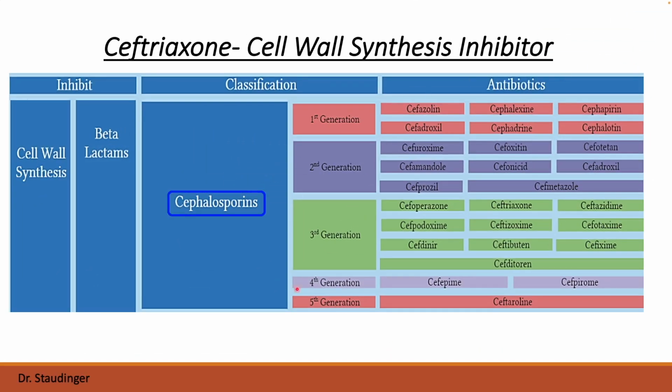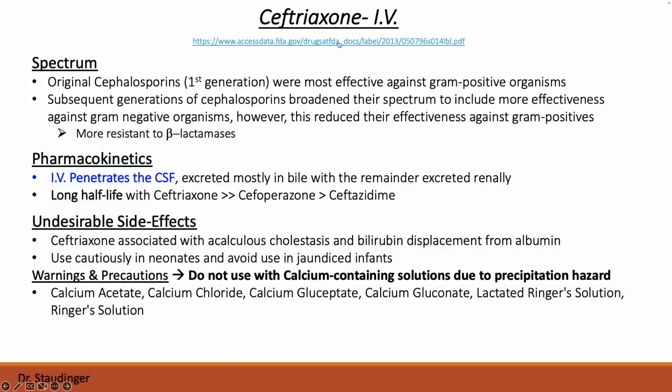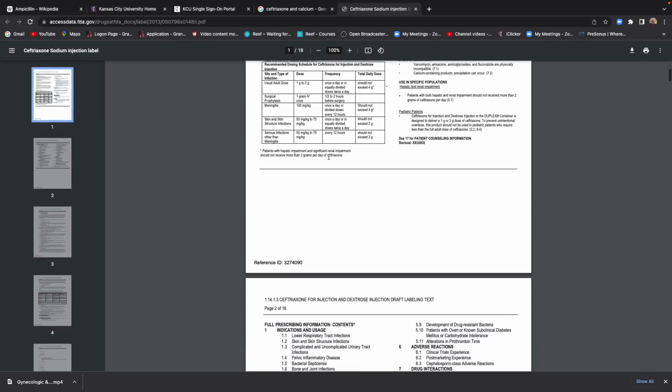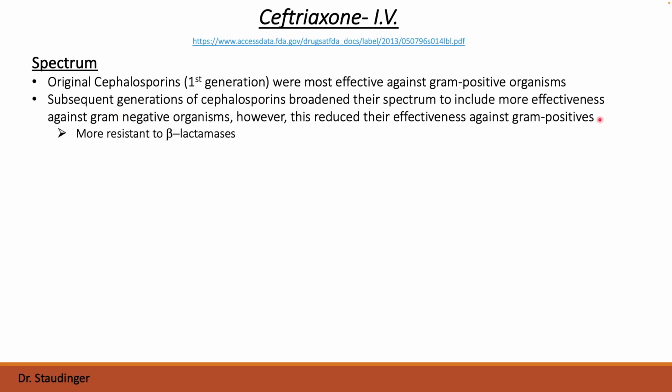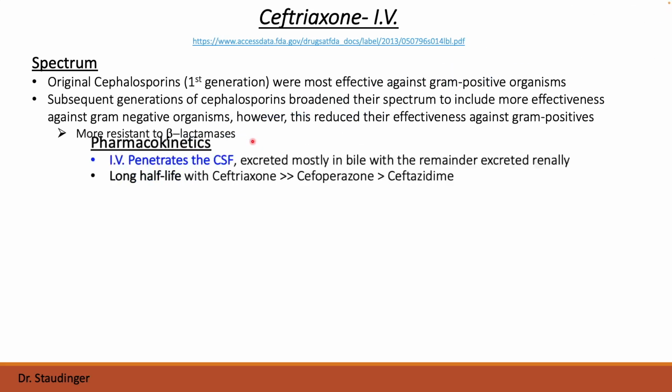Ceftriaxone is a cephalosporin antibiotic that has a beta-lactam ring, is a third-generation cephalosporin, and is a cell wall synthesis inhibitor. If you click on the link, the package insert will be revealed to you. The original cephalosporins, i.e. the first generation, were most effective against gram-positive organisms. Subsequent generations broadened their spectrum to include more effectiveness against gram-negative organisms. This reduced their effectiveness against gram-positives. However, they became more resistant to beta-lactamase enzymes.